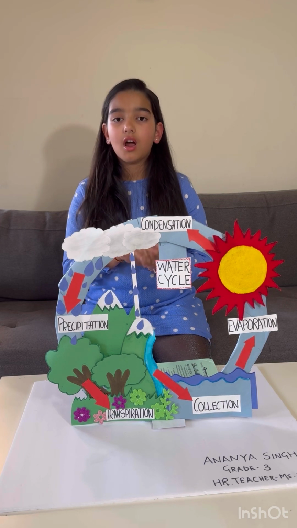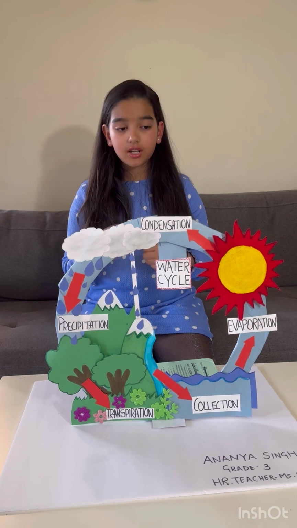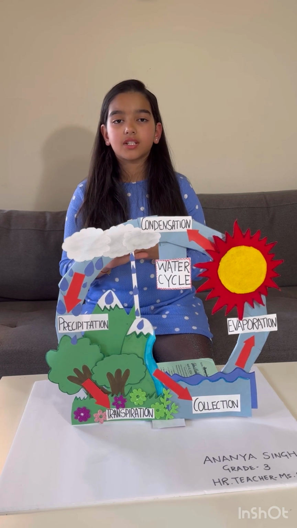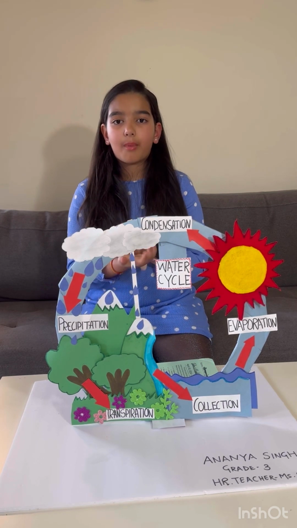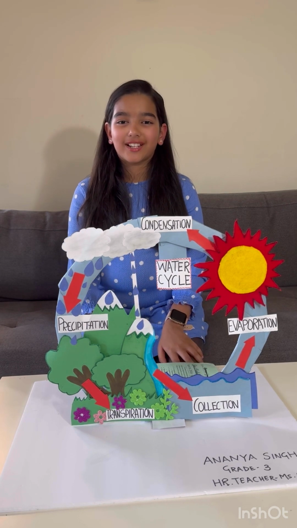If there is no sun, water bodies, or plants, then it's very hard for plants and also a human to survive. And if there's no sun, there will be no water cycle. Sun, water bodies, and plants are the most important part of the water cycle. I hope you liked my science fair project.